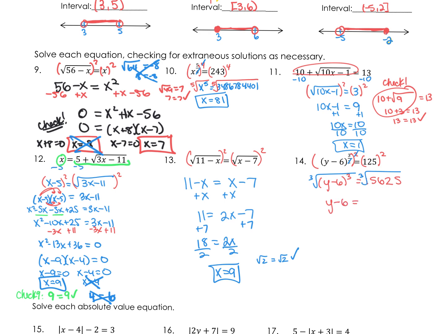The cube root of that, if you type that into your calculator, is 25. You do not have to do plus or minus when it's a cube root, only when it's a square root. So then we'll add 6, and we'll get 31. You can check these answers if you want, but you don't have to.